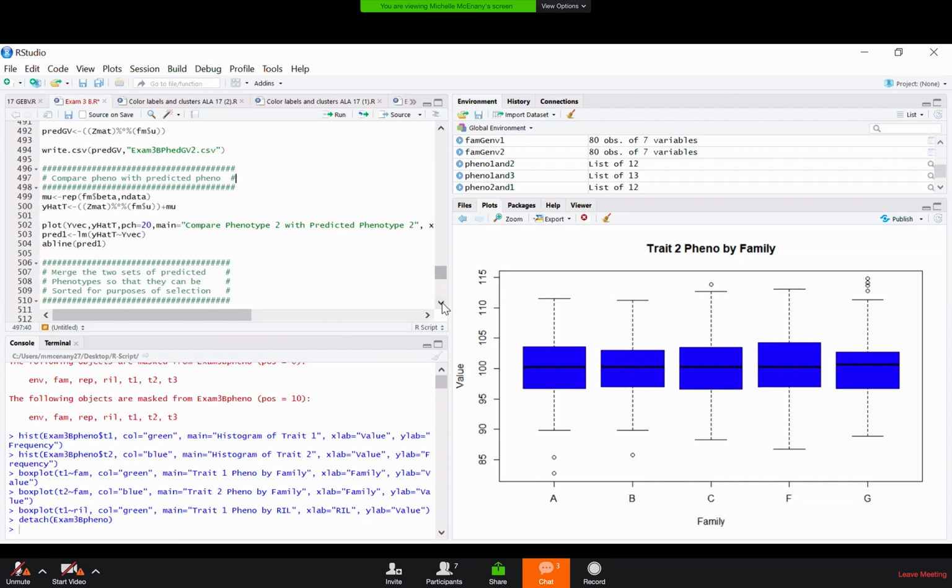Did you add that compare phenotype 2 with predicted phenotype 2? Or did you modify that? Because I didn't have that at all. I put in a header, I think. Did you put that header in? Okay. Yeah, I think so.